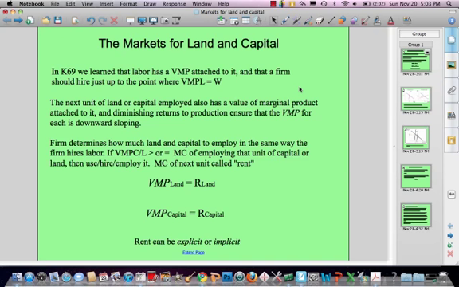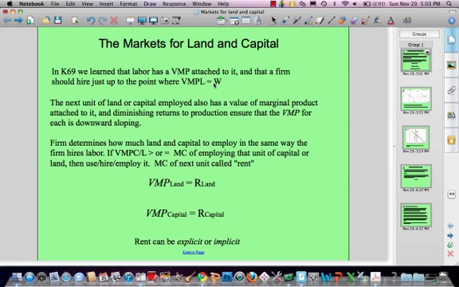Now, a firm determines how much land and capital to employ in pretty much the same way the firm hires labor. If the value of marginal product of the capital or land is greater than or equal to the marginal cost of employing that unit of capital or land, then the firm should use, hire, employ that marginal unit. The marginal cost of the next unit is called rent.